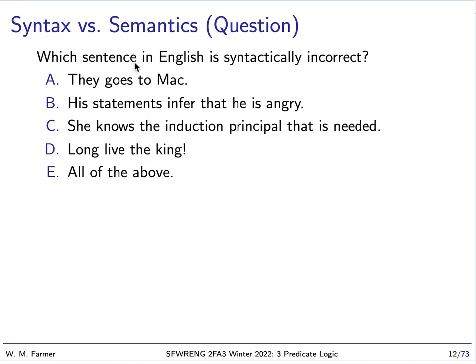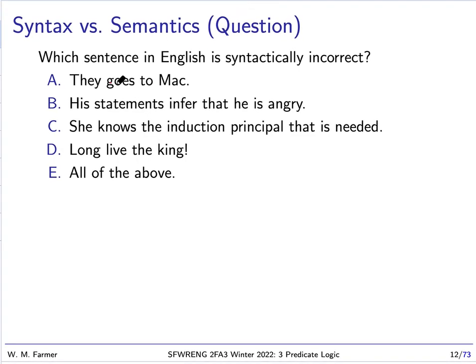Okay, welcome back. It turns out that all of these sentences are syntactically correct, at least the first four, except for A. A should be "they go to Mac." B, C, and D are syntactically correct, but semantically they are not correct.